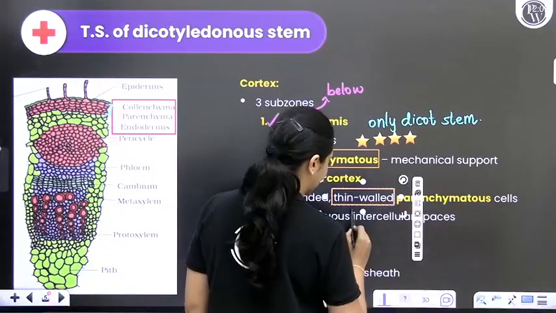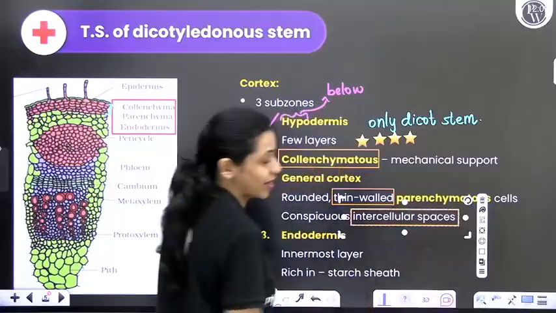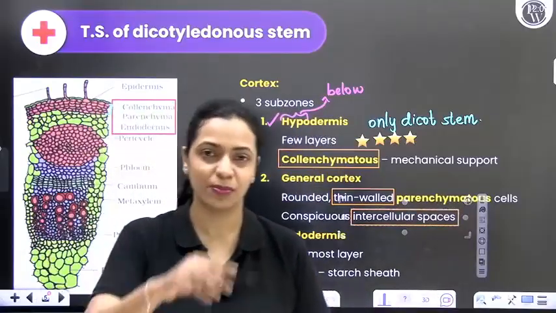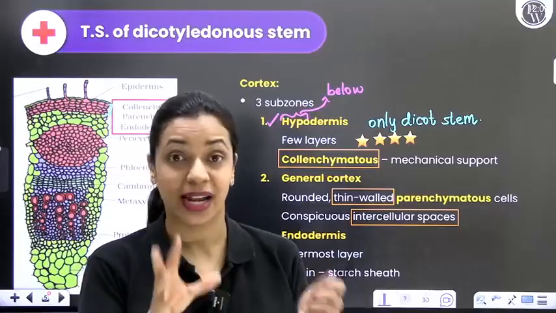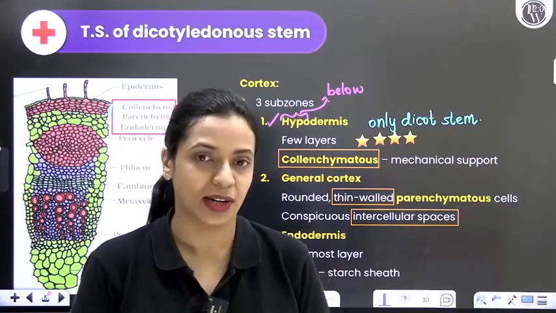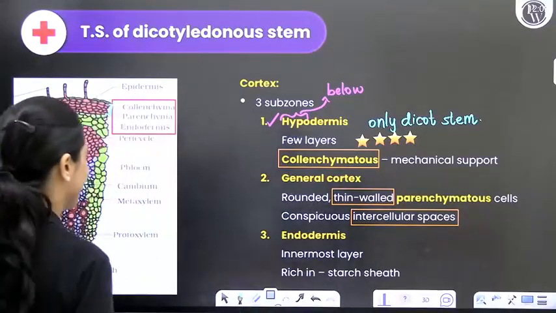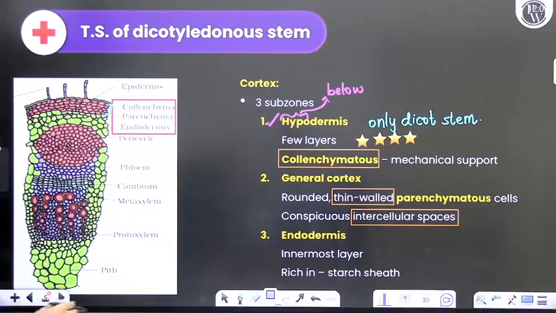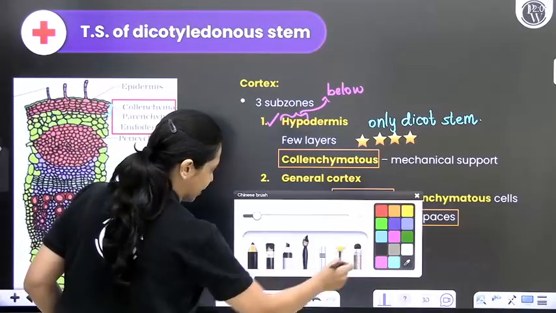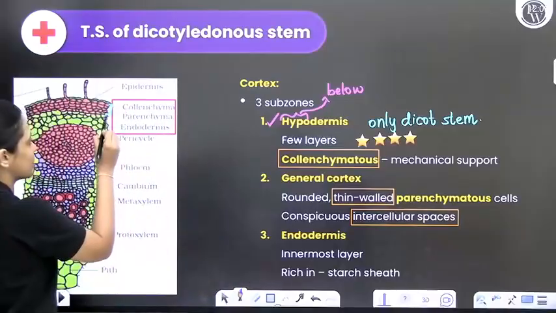So here also parenchyma is very similar, it has thin walls and intercellular spaces. I already told you yesterday why intercellular spaces should be present, because it will ensure aeration for all of the cells. All of the cells will get access to oxygen to undergo cellular respiration. Therefore, intercellular spaces will be present. This green region that you can see here is the general cortex.